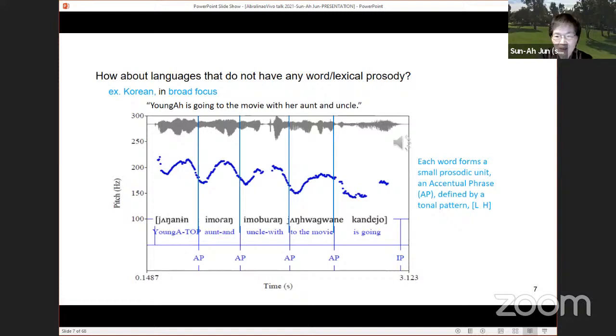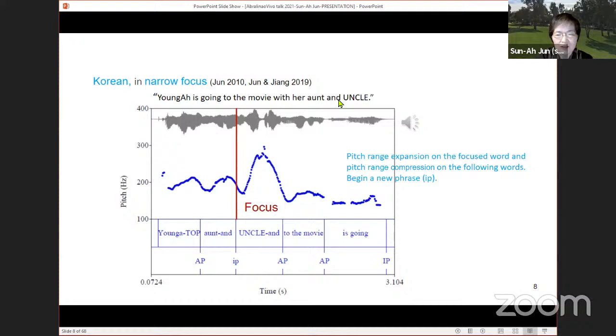How about the narrow focus condition? When we ask people to produce "the uncle with the uncle," narrow focus is produced with an expanded pitch range on that word and compressed pitch change after the focused word. This relation is very similar to English, but this peak is not linked to any stress level, because Korean doesn't have stress. So it is still a boundary tone at the beginning of the intonation accentual phrase, but this higher pitch range is starting a new prosodic unit called the intermediate phrase.